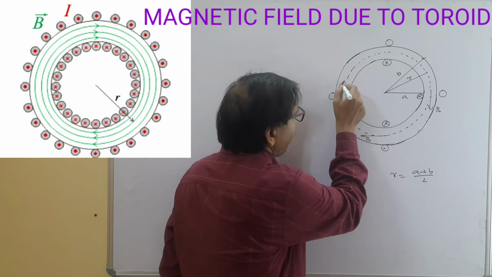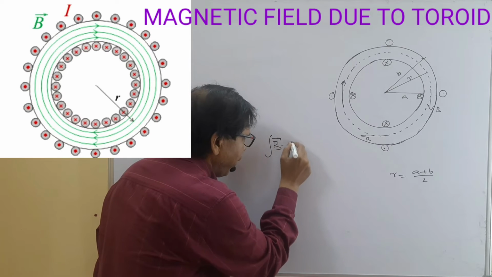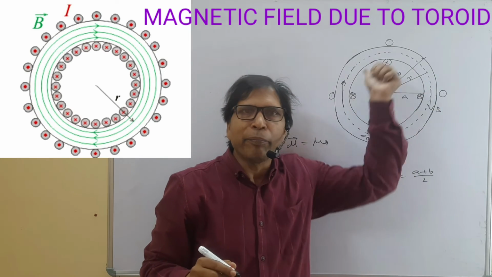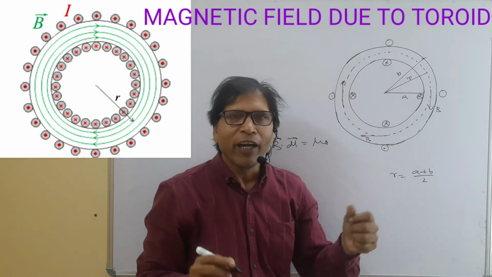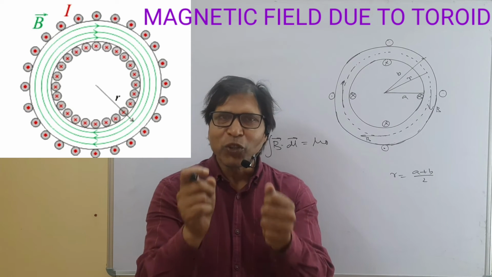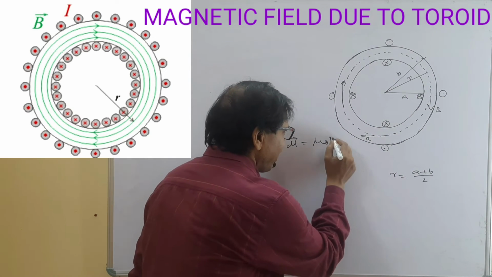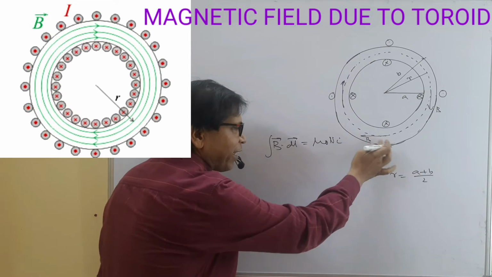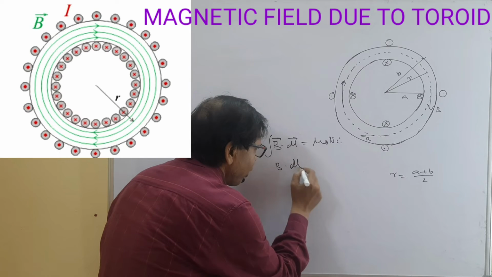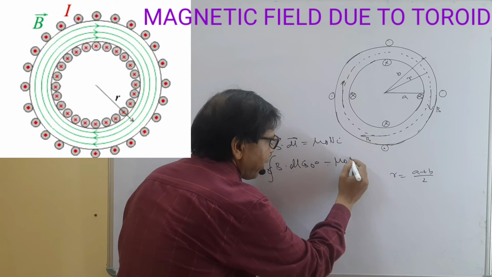Now if we apply Ampere's circuital law, the line integral of the magnetic field is equal to mu naught times the current enclosed by the amperian loop. This is the amperian loop. Now the total number of turns is N and the current in each turn is I, so the current enclosed by the loop is N I. So this is mu naught N I. Now here B vector and dl vector are parallel, so this is B dl cos 0 degree. This is the line integral, so this is mu naught N I.